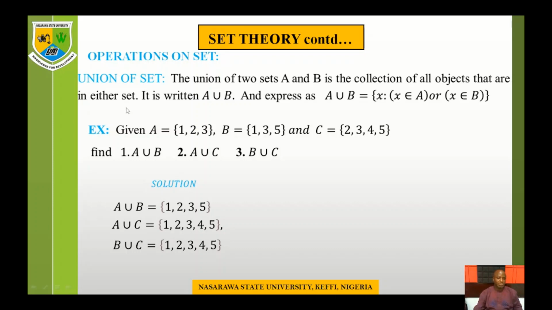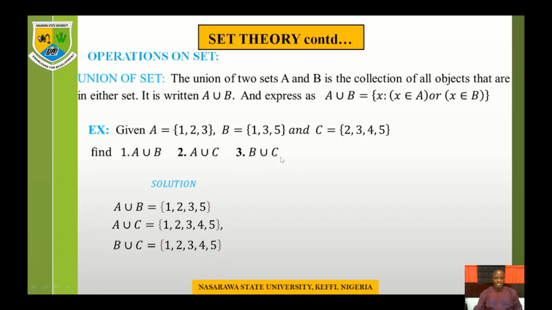For example, A is {1, 2, 3}, B is {1, 3, 5}, and C is {2, 3, 4, 5}. What's A ∪ B? Look at A here, {1, 2, 3}, and B is what? {1, 3, 5}. So their union will be {1, 2, 3, 5}. That's their union. And A ∪ C, A is {1, 2, 3}, C is {2, 3, 4, 5}. If you marry them together, their union is {1, 2, 3, 4, 5}.